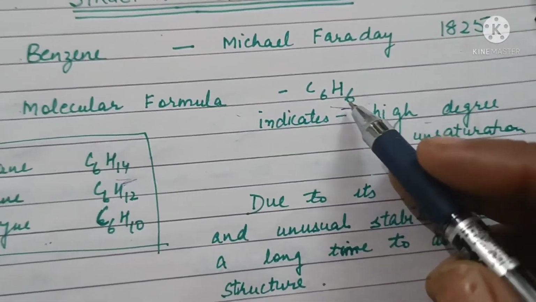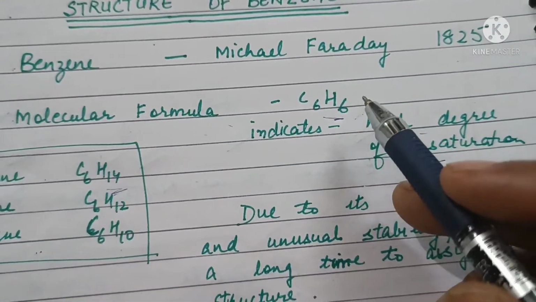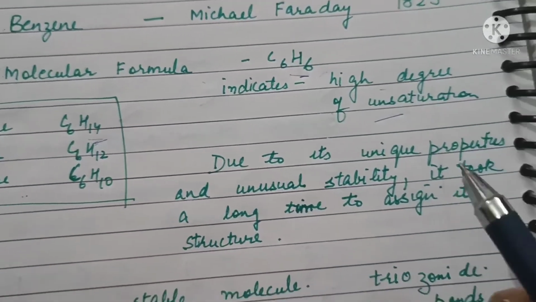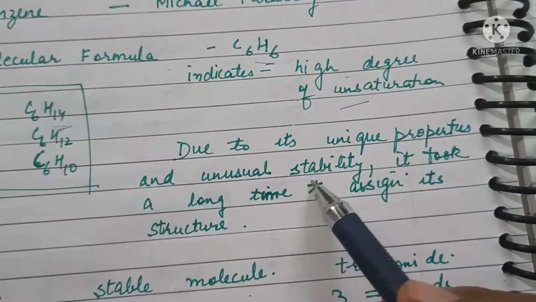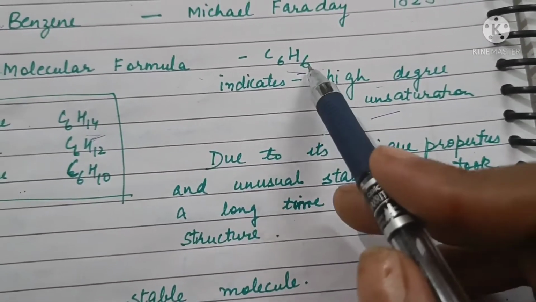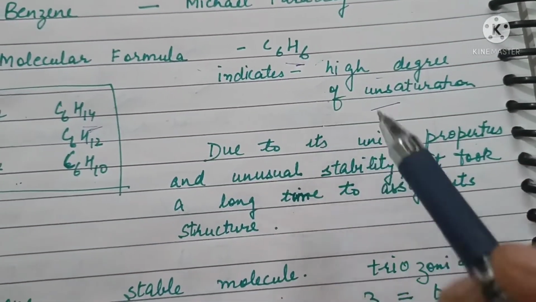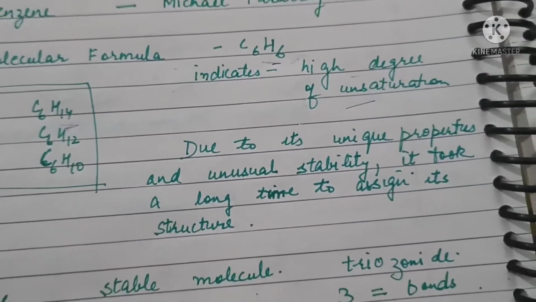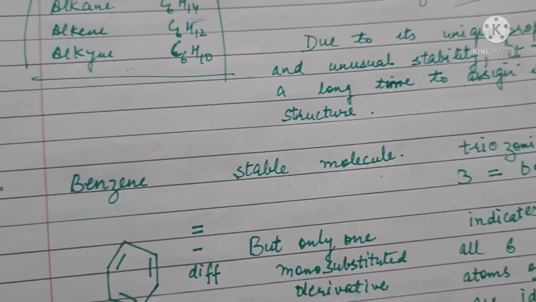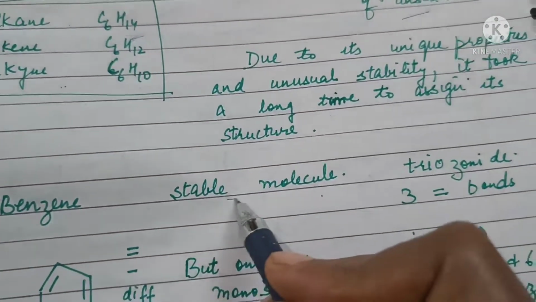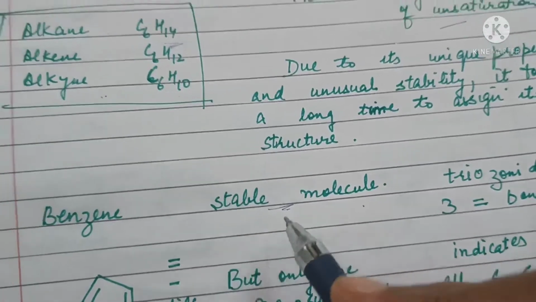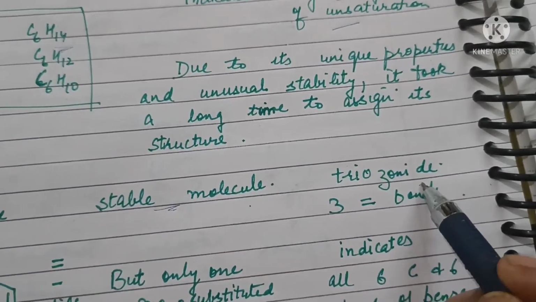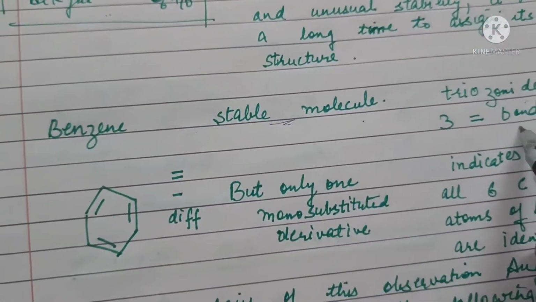So this indicates that the number of unsaturated bonds is high in case of benzene. Due to its unique property and unusual stability, it was very difficult to find the actual structure, and it took a long time to assign its structure. Now, benzene is a stable molecule, and when ozone is added to it, it forms a triozonide, which indicates that it has 3 double bonds.